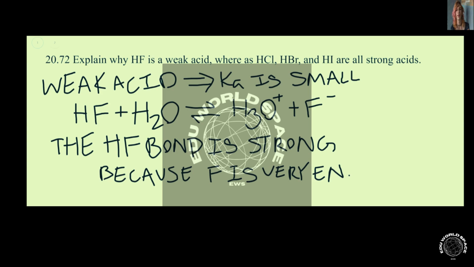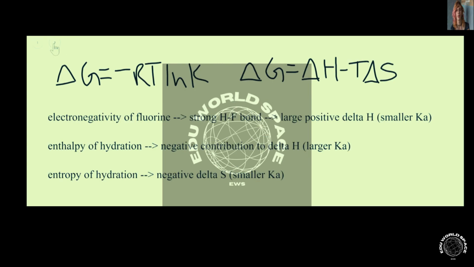So in order for this reaction to proceed, the HF bond, the hydrogen-fluorine bond, must be broken. So if the Ka is small, we know that this reaction doesn't proceed very far. The equilibrium remains towards the reactants. So our hydrogen-fluorine bond is quite strong, and that's because fluorine is very electronegative. But that by itself doesn't tell the full story.